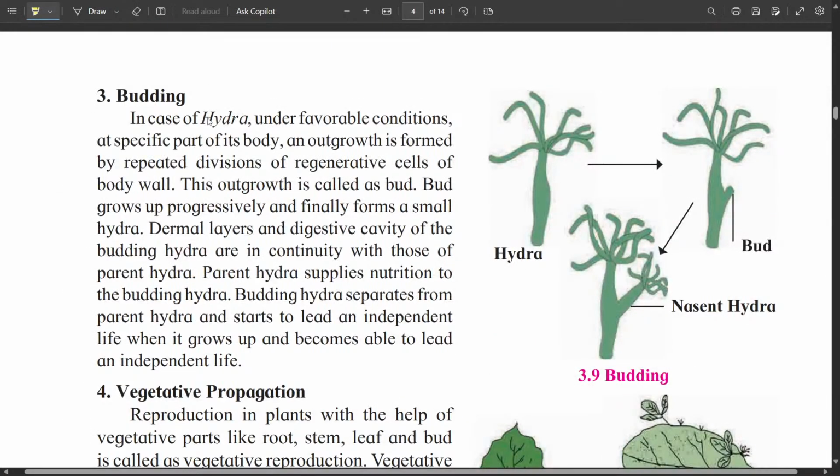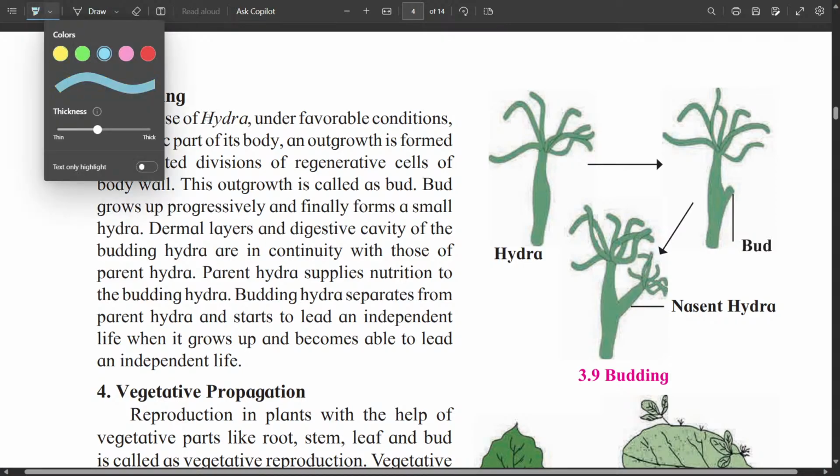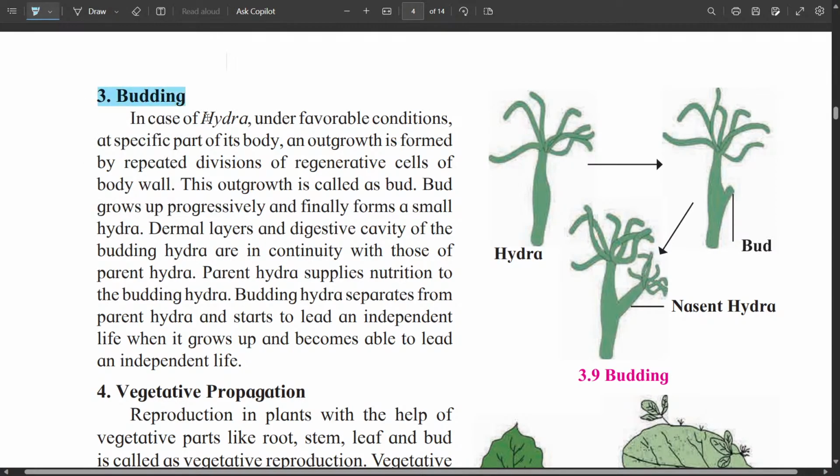Third is budding. We have already seen budding in unicellular organisms, but budding in multicellular organisms is a little bit different, as in the case of Hydra. Now you can see in Hydra there is some kind of differentiation in its body. You can see the tentacles on the Hydra body. They are actually the sensory organs of Hydra. So simple cell division alone is not sufficient for reproduction.